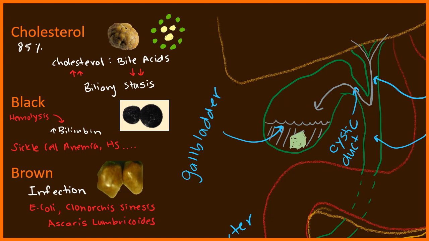As you can imagine, these two, the Clonorchis sinensis and Ascaris lumbricoides, are not prevalent in the United States. They're prevalent in many other countries. However, E. coli can translocate from the colon and go up into the liver, and sometimes get into the bile duct there. So since the brown and black stones are not common, we're going to focus primarily on the cholesterol gallstones. That's typically what you're going to be dealing with in the ER or on the ward.